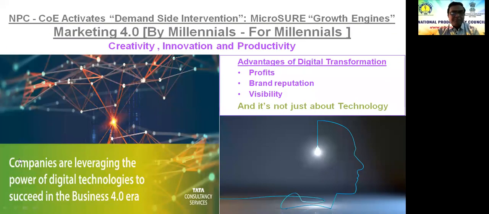So NPC Center of Excellence activates demand side intervention. What is demand side intervention? Demand side intervention is to tinker the demand to grow, to create a new demand in the market. And what is the growth engine for that? Of course, that is microsure that we are discussing today. We are not here to discuss a lot of verticals, a lot of levers of marketing 4.0. We are discussing very single-headedly one growth engine, that is microsure.